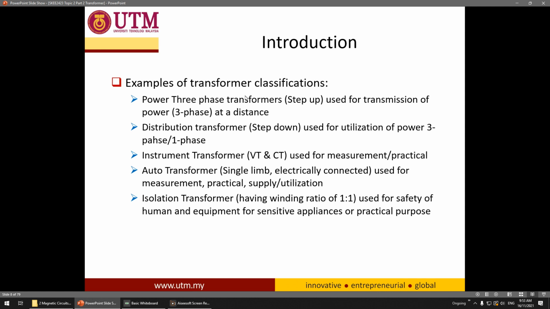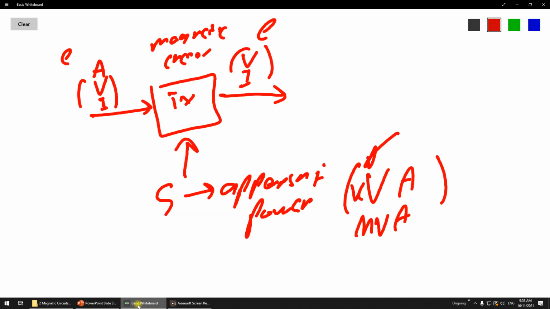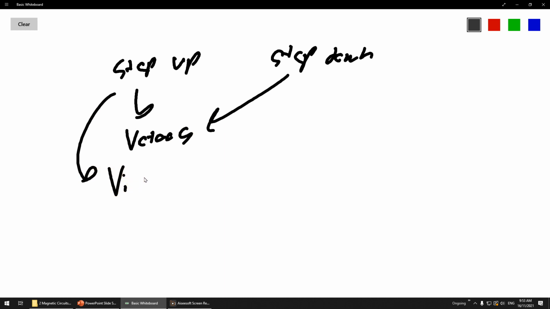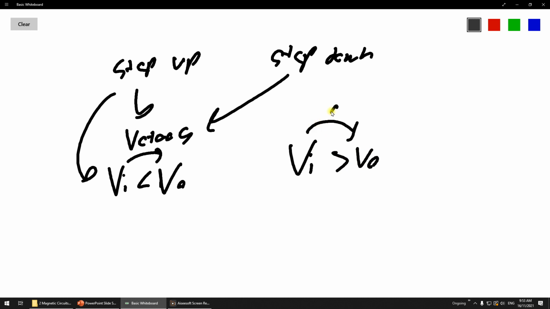So example of transformer classification. So this is the classification of transformer. You have three-phase transformer, step up. So there are step up and step down transformers. So what does this mean? For step up and step down, you look at the voltage. For the step up, V in is smaller than V out. So basically voltage is increased. Okay, step down, V in is larger than V out. So basically the voltage is reduced. So that is how you differentiate between step up and step down transformer. So make sure you know the term.